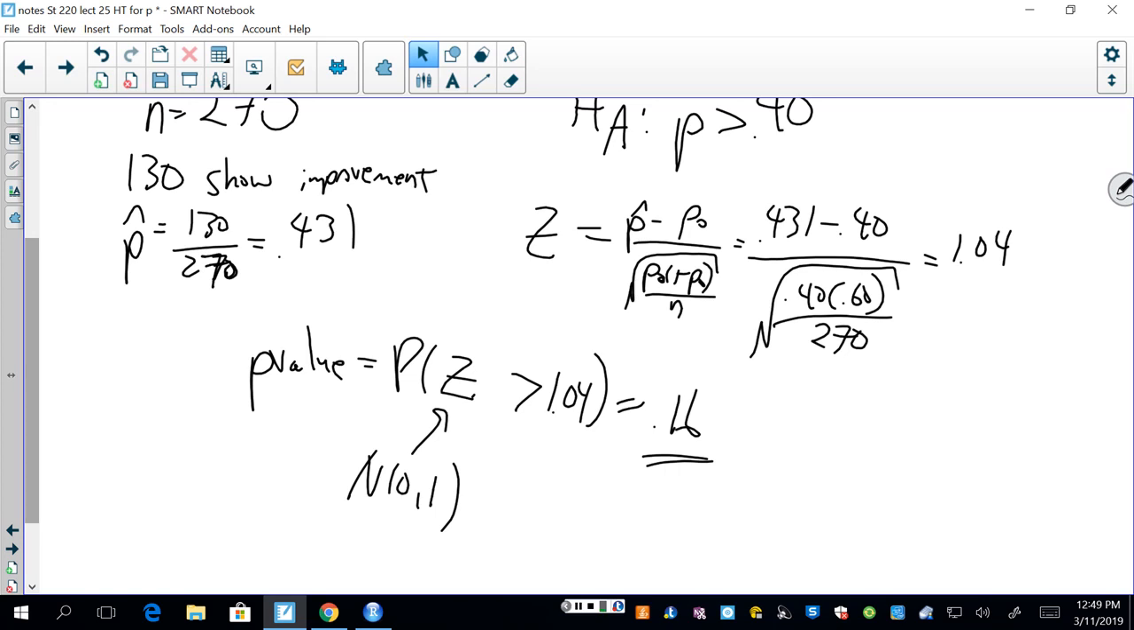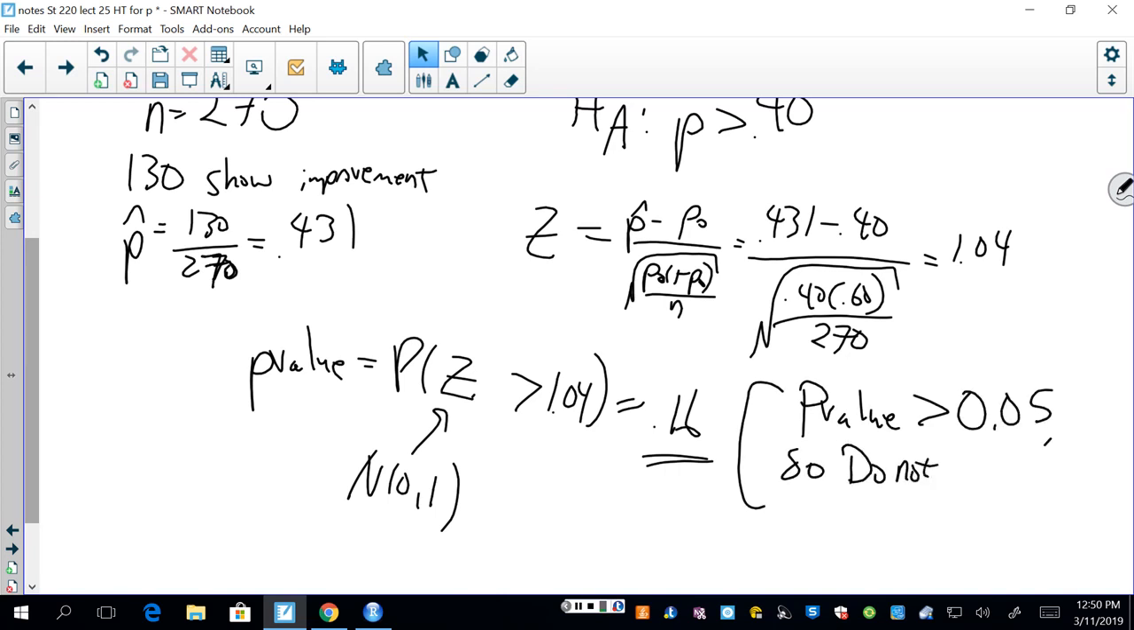So because the p-value is bigger than 5%, we do not reject. That's another way of phrasing the conclusion. The p-value is greater than 0.05, so do not reject. This product does not look so much better than the standard.